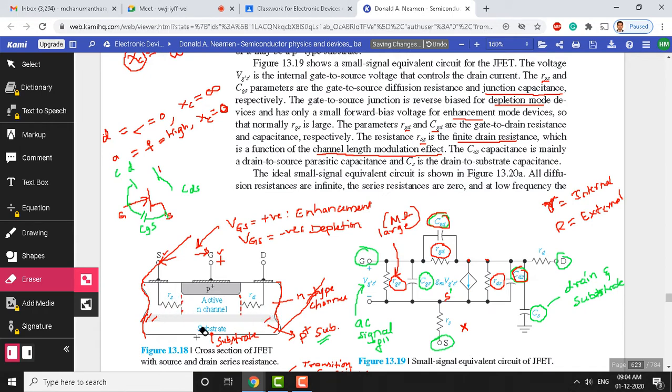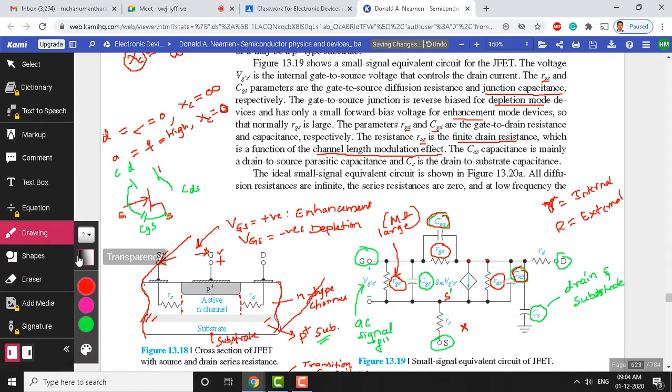Okay, now I can show here where the channel length is. You can see, this is the channel length. Let me write it here. From here, I will put an arrow mark till here. So this is the channel length, capital L. Now look at this effect here, the channel length modulation effect.